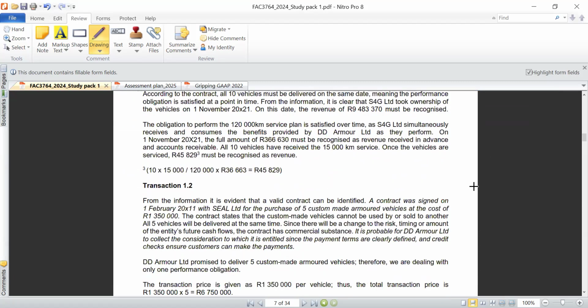Where is it? So here it's supposed to be 1st of Feb 2022, not 2021, for transaction 2. So from the information, it is evident that a valid contract can be identified. A contract was signed on the 1st of Feb 2022, not 2021, with Seal Ltd for the purchase price of 5 custom-made armored vehicles to the value of 1,350,000 rands.